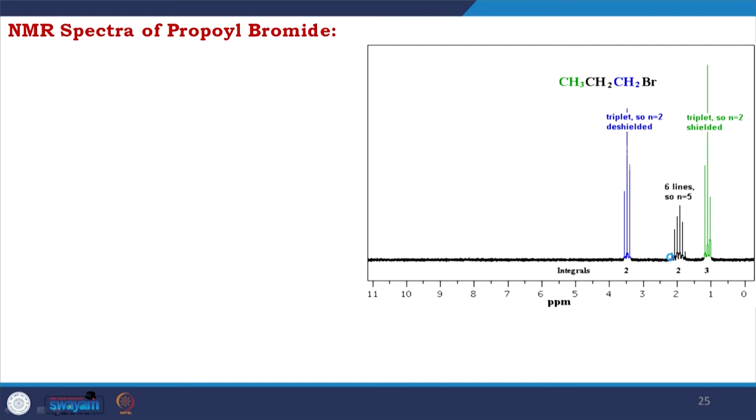Coming to the NMR spectra of propyl bromide. So, we have CH3, CH2, CH2, Br.